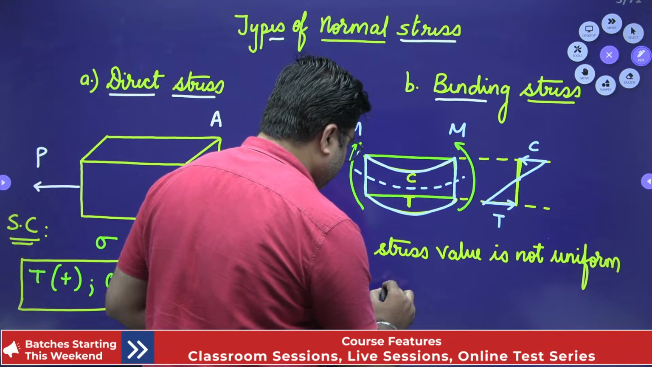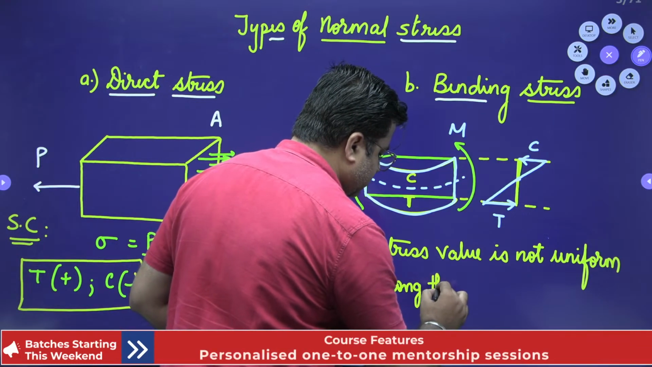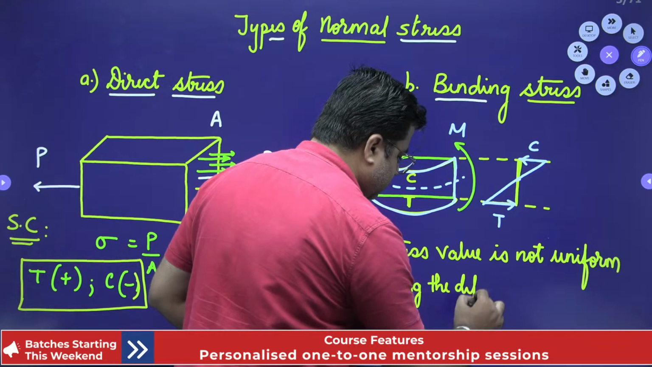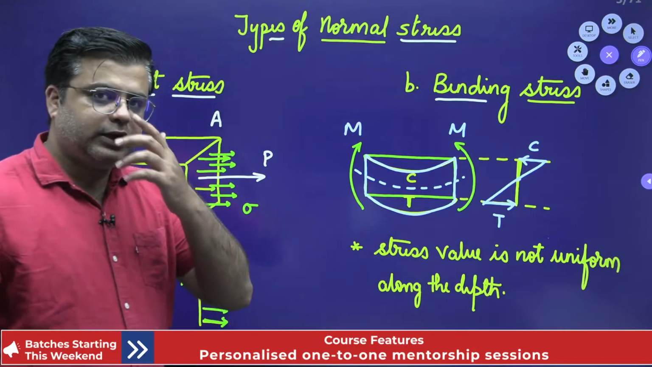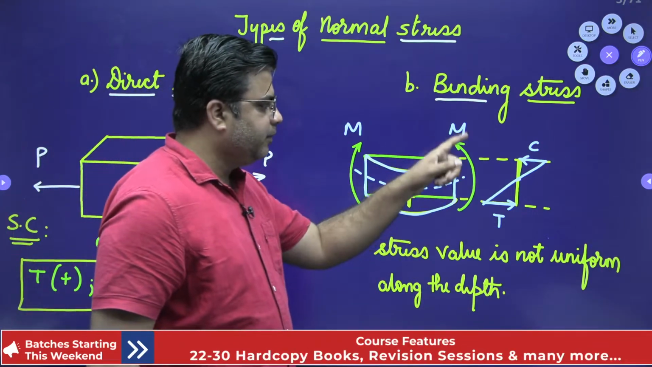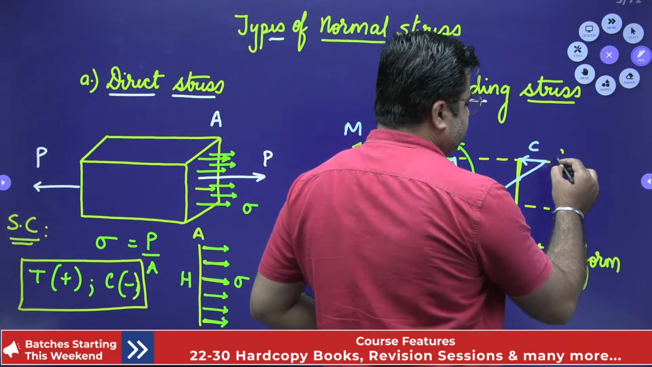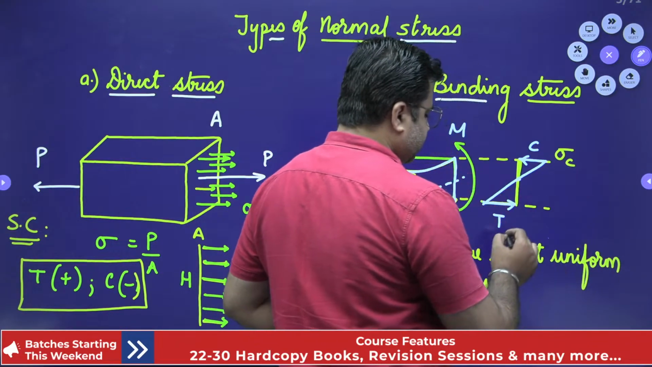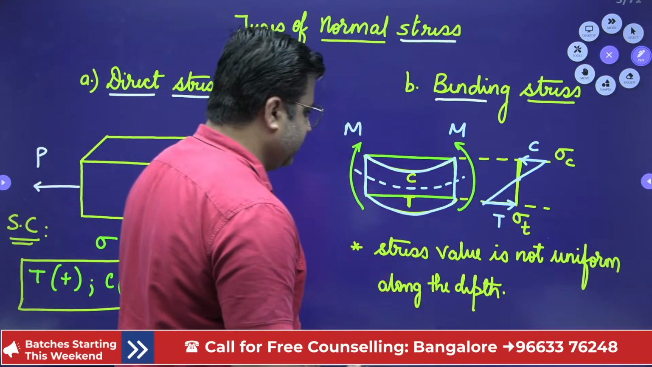Stress value is not uniform along the depth. Sign convention is the same. If the stresses are compressive, then they are taken as negative, and if the stresses are tensile, they are taken as positive. Sign convention is still the same.